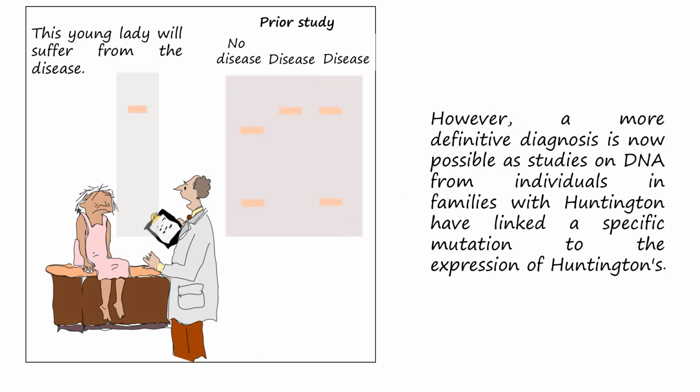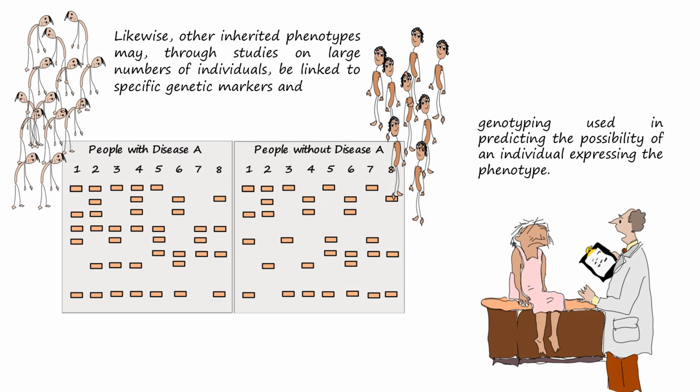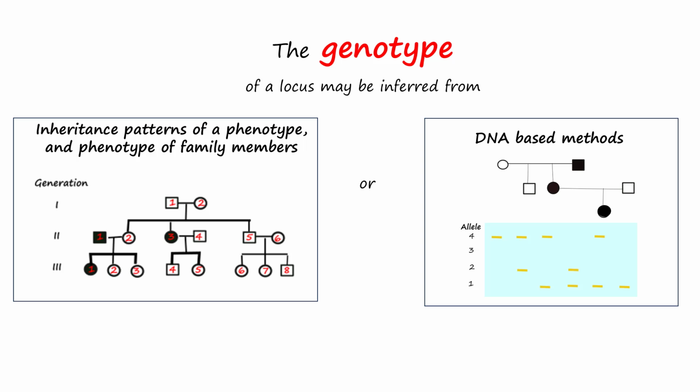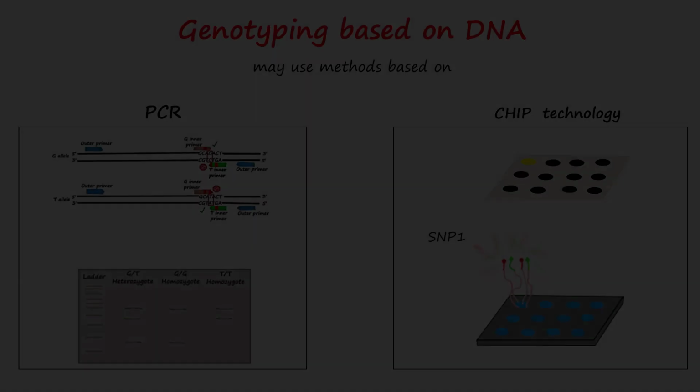However, a more definitive diagnosis is now possible as studies on DNA from individuals in families with Huntington have linked specific mutations to the expression of Huntington's. Likewise, other inherited phenotypes may, through studies on large numbers of individuals, be linked to a genetic marker, and genotyping used in predicting the possibility of an individual expressing the phenotype. So genotypes may be inferred from both pedigree data on phenotypes as well as DNA-based methods.